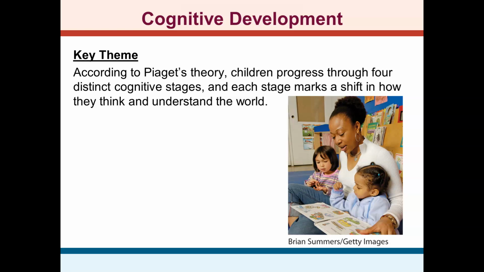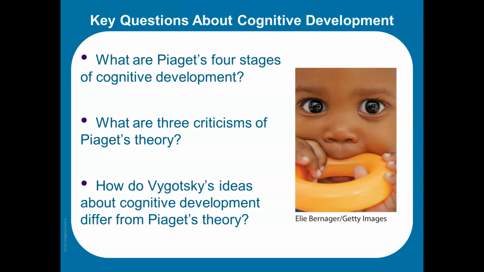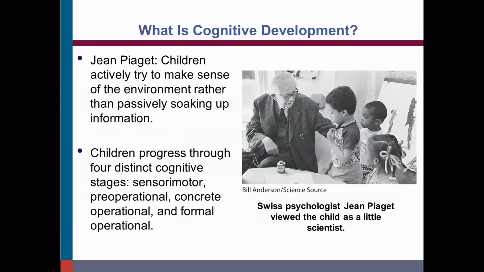And so as a result of his research, he proposed different cognitive stages. Okay? So there are 4 stages of cognitive development according to Piaget, and we'll take a look at those. And so here is Piaget right here, okay? And basically, Piaget said, look, as a result of his studies, he observed that children try to make sense of the environment.